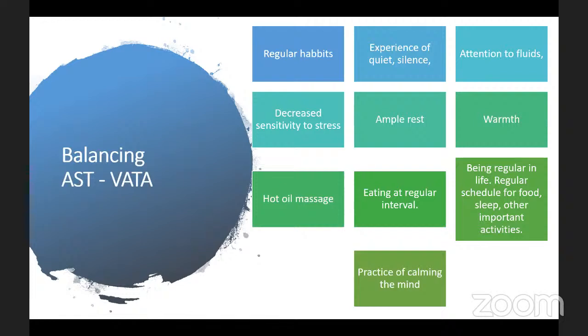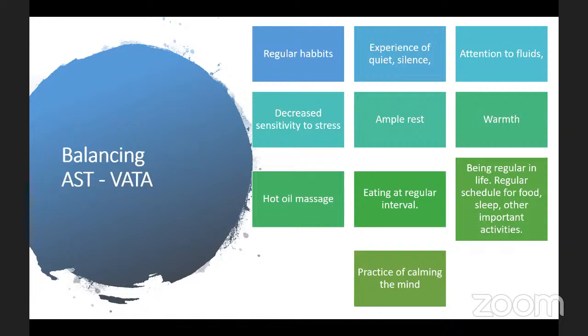We need to ask them to experience a quiet, silent, pleasant meditation sometime every day. They need to take a lot of rest, ample rest, pay attention to fluids, and decrease sensitivity to stress. Coldness is not good for Vata people. They need warmth. Hot oil massage is great to reduce the Vata, relax the nerves and make them balanced.